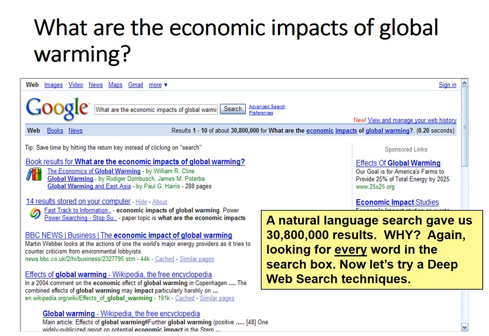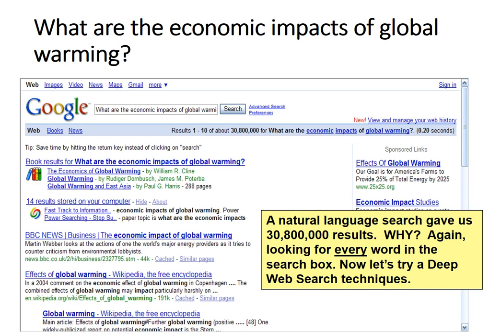This is a natural language search where the researcher types in the research question. This natural language search gave us 30,800 results. Even more. Why? Again, the search engine is looking for every word in the search box.